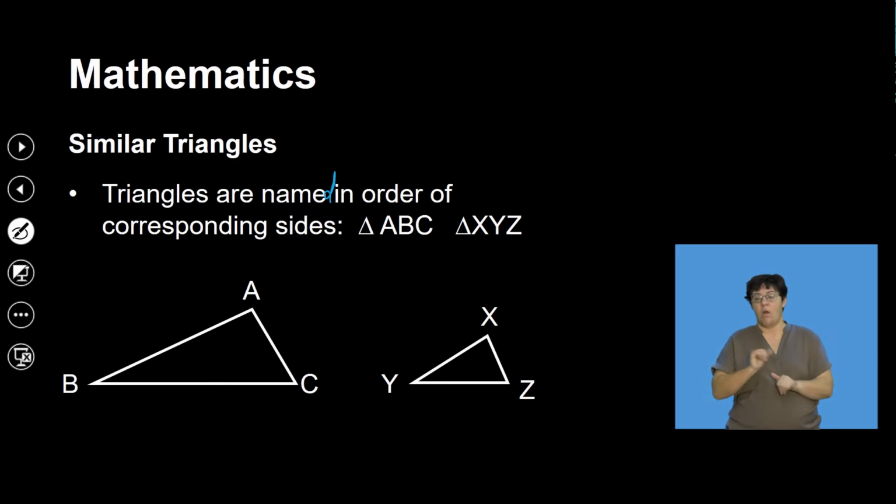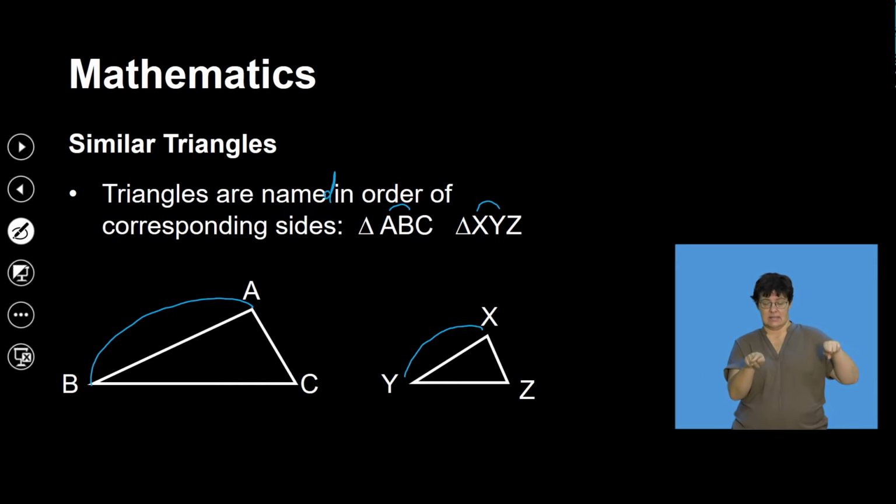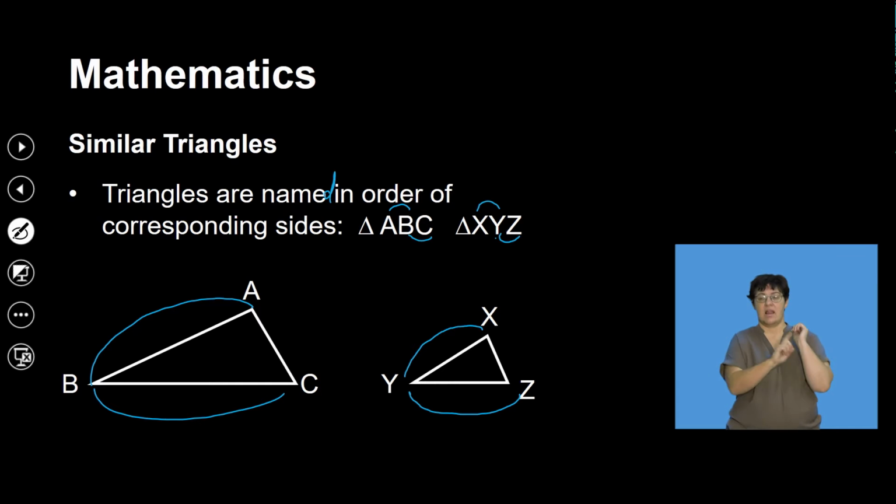We name these in the order of the corresponding sides. So for example, the side AB must correspond with the side XY. So side AB will be that one, which must correspond to the side XY. And also the side BC must correspond to the side YZ, and then the last side will be AC, which must correspond with the side XZ.